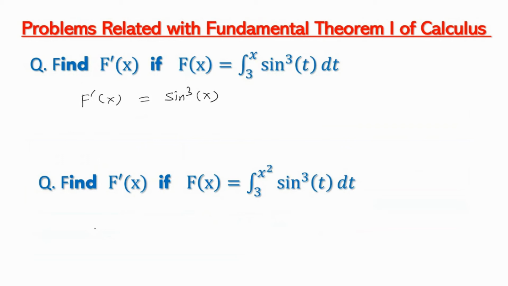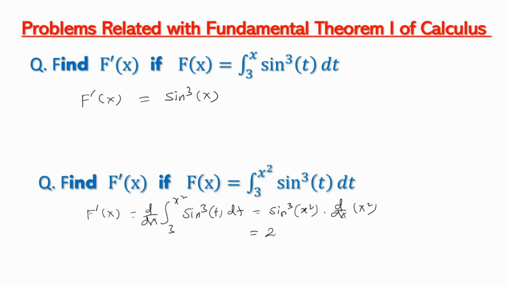That means a function of x. So in this case, we have to do one step more. F'(x) is equal to d/dx of the integral from 3 to x squared of sin(3t) dt, which is equal to sin(3x squared) times the derivative of x squared. So it is equal to 2x sin(3x squared). That's all.